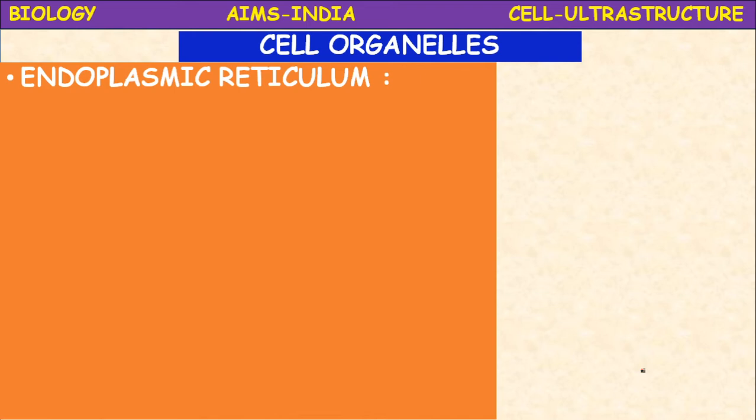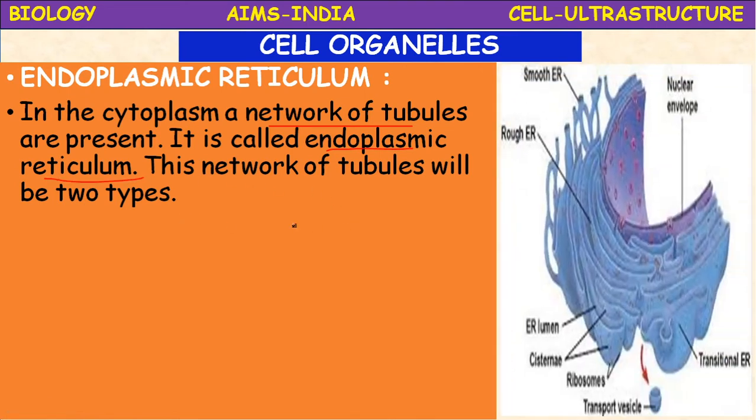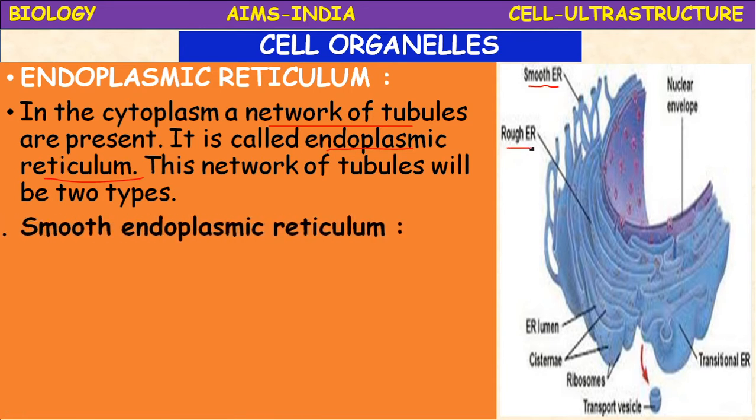Next important cell organelle, endoplasmic reticulum. In the cytoplasm, a network of tubules is present. This network of tubules is called endoplasmic reticulum. It will be of two types, smooth endoplasmic reticulum and rough endoplasmic reticulum.